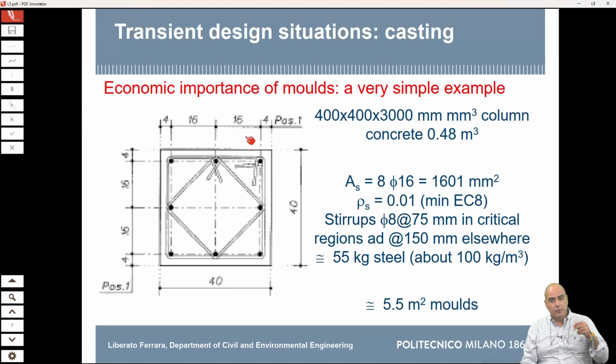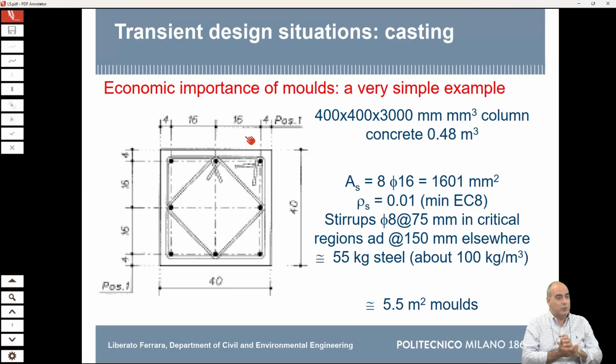This is just to familiarize you with these numbers, which will also help you, in practice, to have some feeling, some immediate evaluation of what's going on. Well, then if you calculate the surface of the molds that you need in order to cast this concrete and you work it out, it's about 5.5 square meters, because you have to work out the perimeter, allowing for some overlapping somewhere, and work it out for 3 meters.